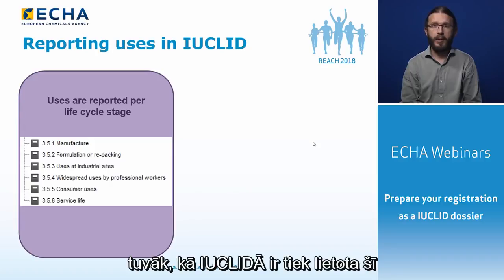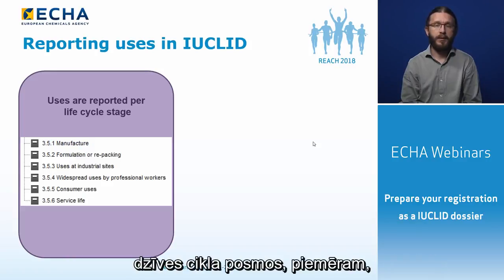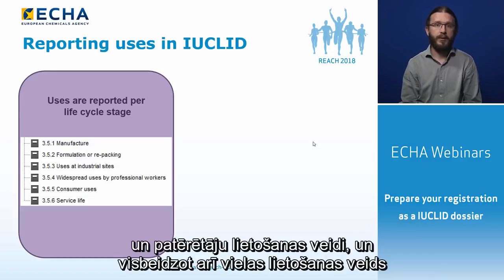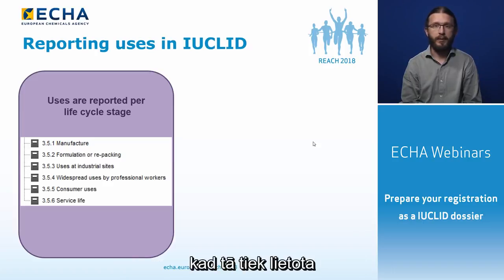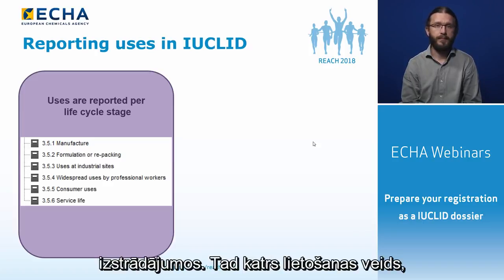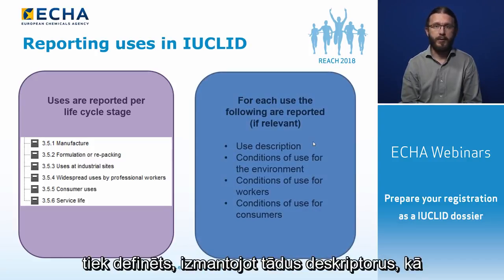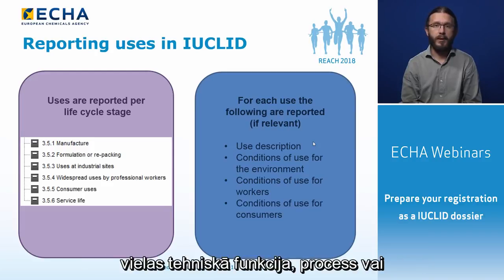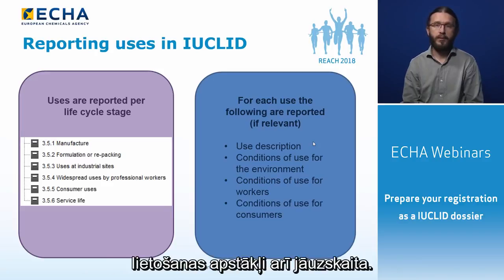Let's have a closer look at the use information in Euclid. First, the uses are organized by life cycle stages, such as the manufacture, the use by professional and consumers, and finally, the use of the substance during the service life, for example, when it is used in articles. Then, each use is defined using descriptors, such as the technical function of the substance, the process or product categories. If needed, the conditions of use are also reported.